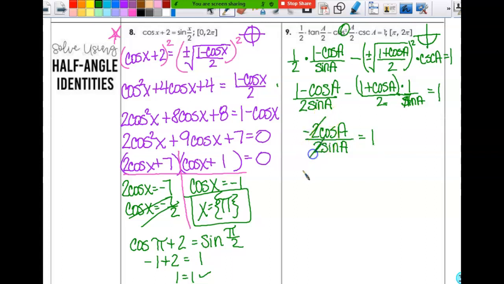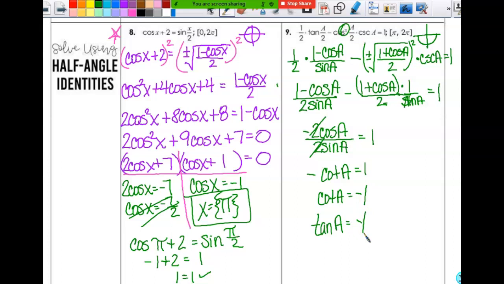Then the 2's cancel. I'm still going to have the negative. Cosine over sine is cotangent. That's equal to 1. But I need my trig to be positive, so I'm going to multiply through by a negative 1. And I'm going to get cotangent a equals negative 1. I would rather think in terms of tangent, so I'm going to make that tangent a equals, and the reciprocal of that is negative 1.